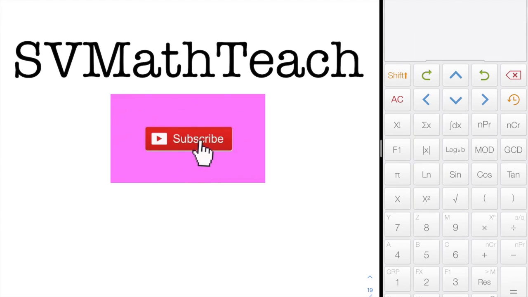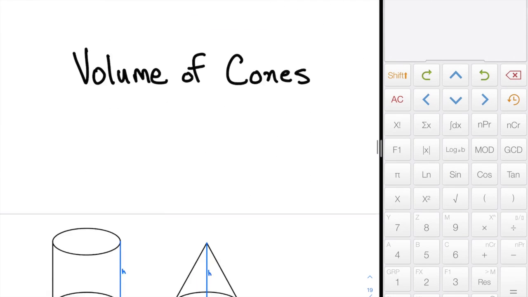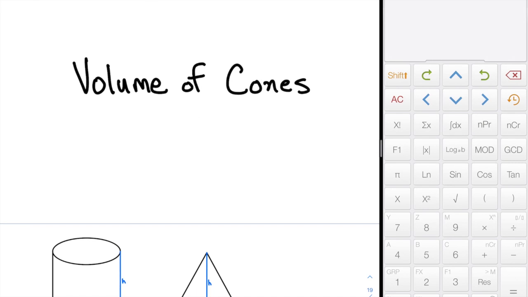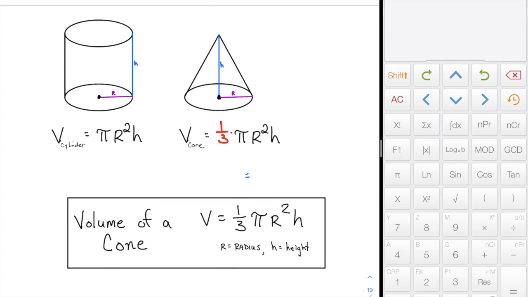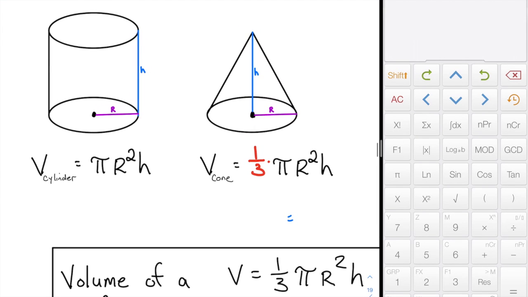SV Math Teach back again, this time dealing with volumes of cones. Now I start this video with a picture of a cylinder on the left and a cone on the right because cones and cylinders share practically all commonalities.